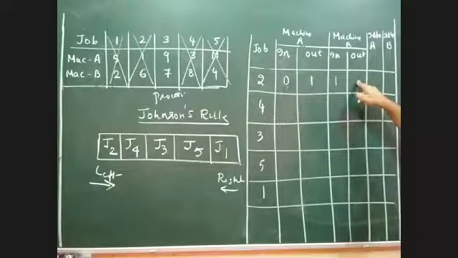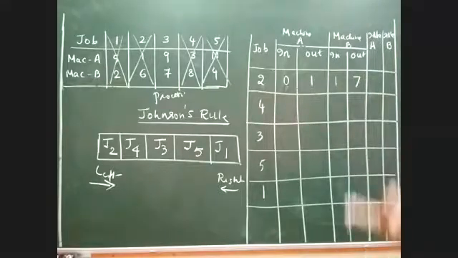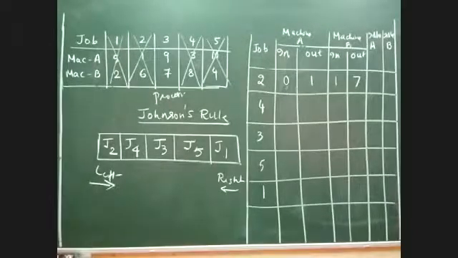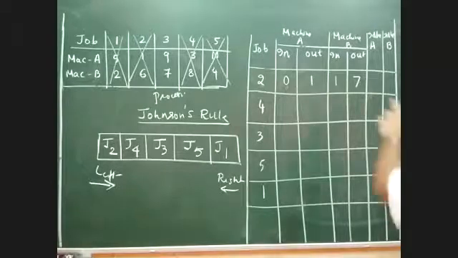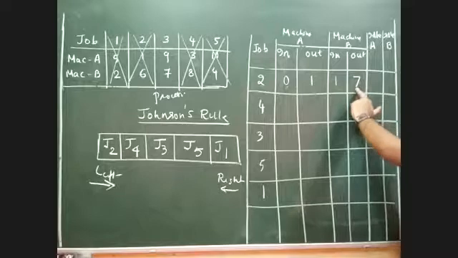7. Very good. Input plus processing time will give the output time. Whatever time a job starts, if you add the processing time to it, that will give you the output time. Very simple. There is no rocket science. So now you can see that on machine B, the product will come out exactly at 7 hours.